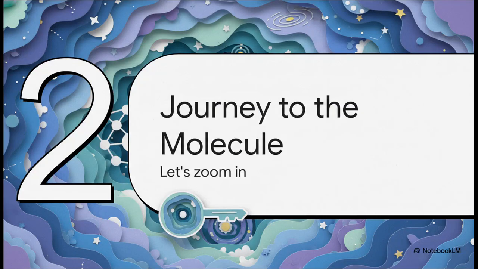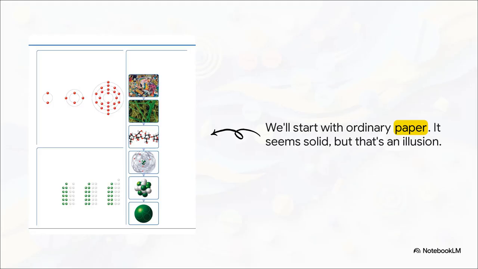Okay, so to really wrap our heads around this, we're going to do something I like to call a cosmic zoom in. We're just going to take a totally normal, everyday object, and we're going to magnify it again and again and again, peeling back the layers of reality one by one. And our subject for this journey, a simple piece of paper. Yeah, that's it. To us, it looks solid, it feels smooth. But as you're about to see, that smoothness is really just an illusion.